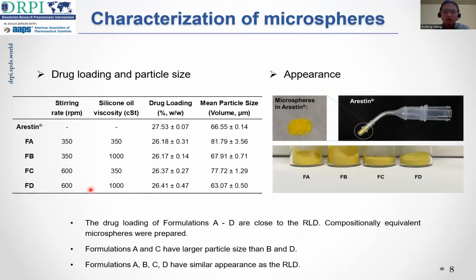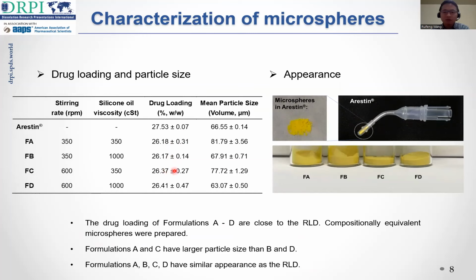The table here shows the drug loadings of the formulation A to D. They are all close to the RLD, around 27%. The size distribution results indicated that the formulation A and C have larger particle size than B and D. The main reason could be the high viscosity of silicone oil supports smaller droplets to exist in the coacervation step, and also prevents the small droplets from merging to a large droplet.